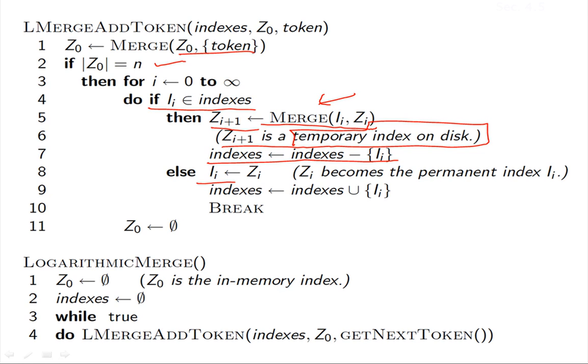The merging technique is very simple. Suppose index I1 contains some terms, the term ID, and D1 is the document ID.